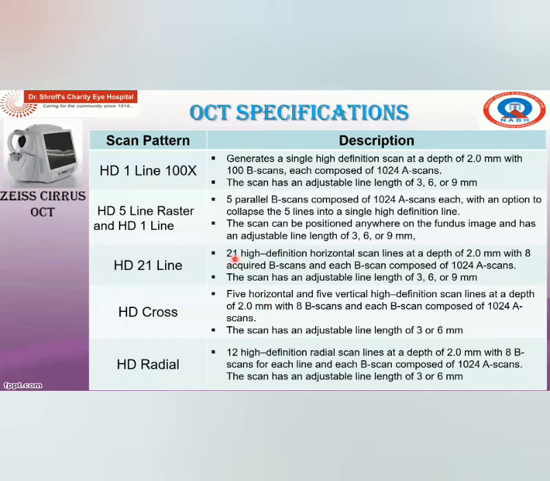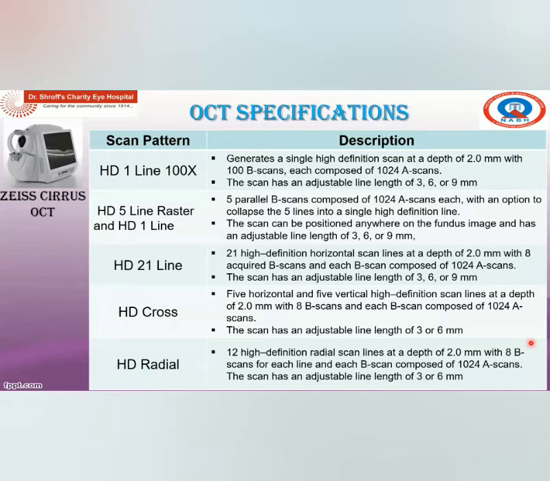Similarly, HD 21 line means we are taking 21 horizontal line scans at a depth of 2 mm with 8 acquired B scans, and each B scan is composed of 1024 A scans. Similarly, we can change the length to 3, 6, or 9 mm. HD cross means we have horizontal and vertical lines. The rest is all the same: a depth of 2 mm, 8 B scans, and each B scan composed of 1024 A scans.